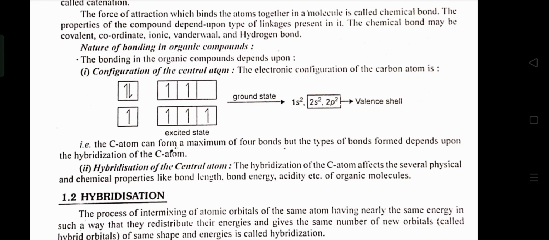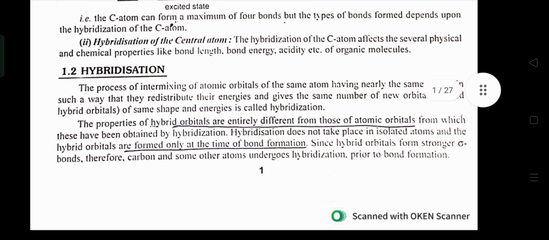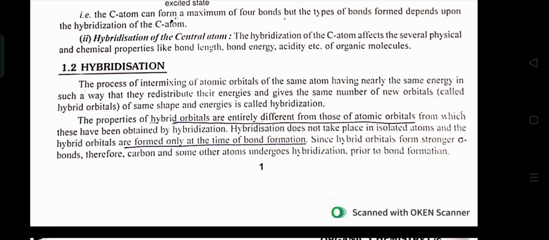Second one is hybridization of carbon. The hybridization of carbon atom affects several physical and chemical properties like bond length, bond energy, and acidity of organic molecules. Now we will discuss hybridization: the process of intermixing of atomic orbitals of the same atom having nearly the same energy in such a way that they redistribute their energy and give the same number of new orbitals of the same shape and energy, called hybrid orbitals, is called hybridization.